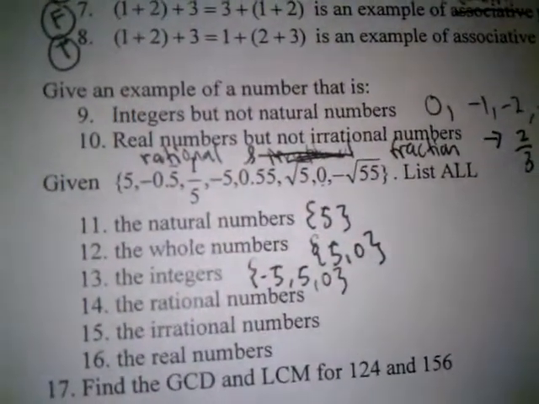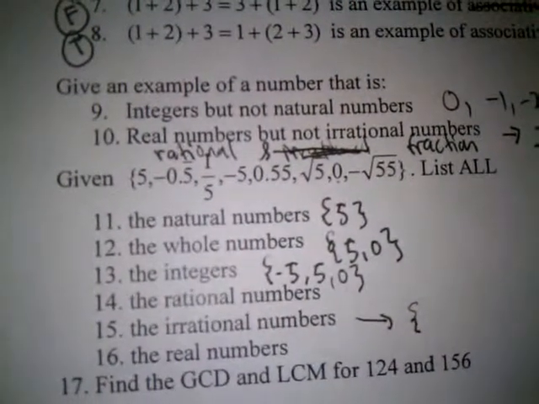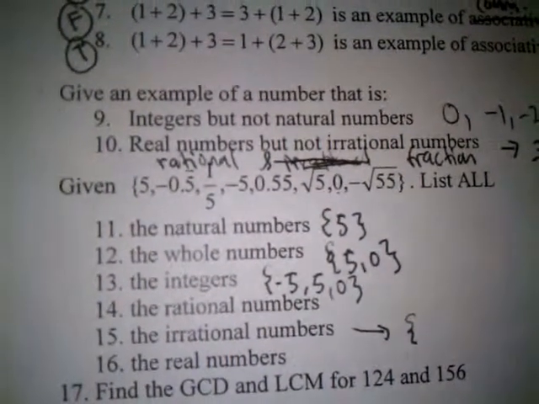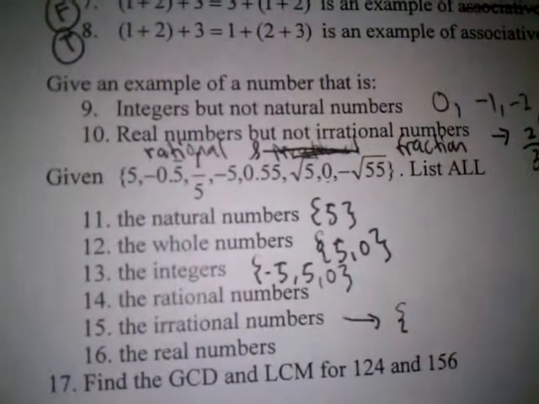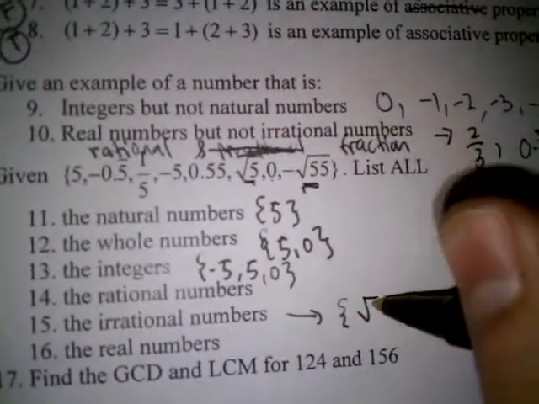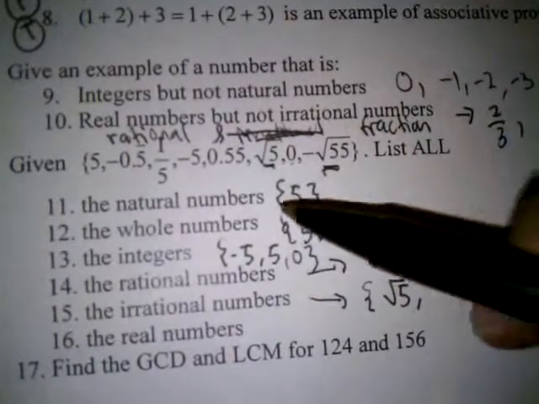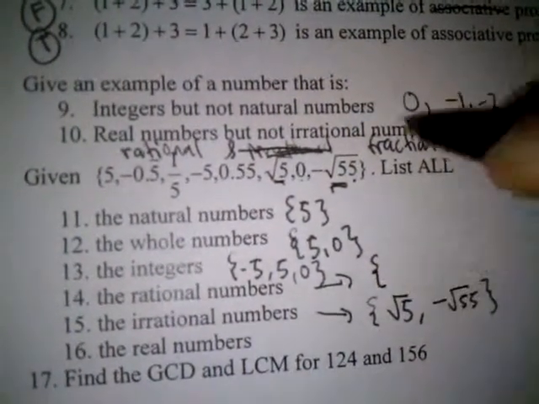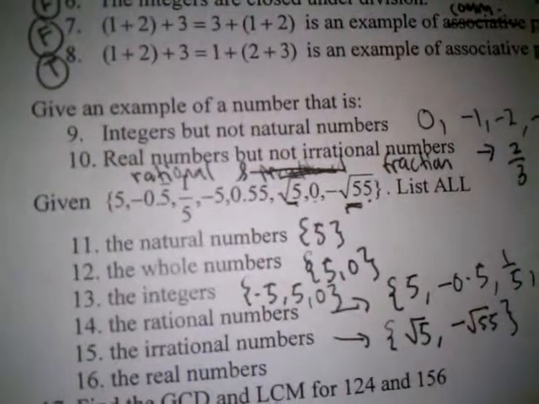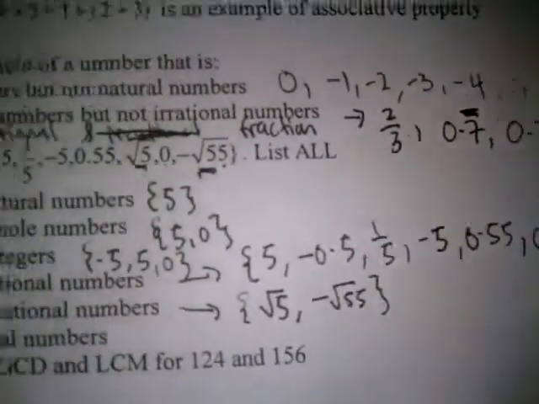Now, in order for us to do the rational and the irrational numbers, I always tell the students to do the irrational numbers first, because the leftovers will be the rational. The irrational numbers are like square root numbers or pi. Irrational numbers are actually decimals that are not repeating and not terminating. So in this case, the irrational numbers are square root of 5 and negative square root of 55. For the rational numbers, it is every number except for those two. So your answer in this case will be 5, negative 0.5, 1 over 5, negative 5, 0.55, and 0. So those are the answers for the rational numbers.